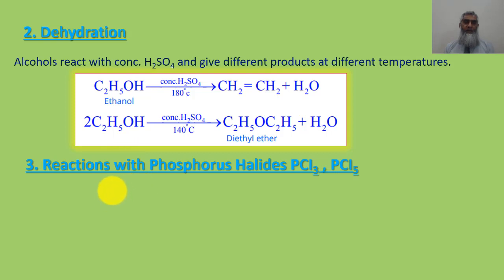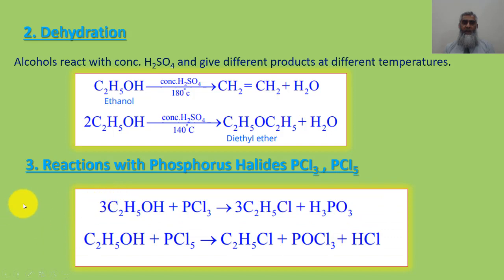The next reaction is of alcohols with phosphorus halides, PCl3 and PCl5. Alcohols on reaction with phosphorus trihalide, 3 moles of alcohol will be required. Replacing these 3 OH groups with nucleophile halogen from phosphorus trihalide, producing ethyl halide. Here we are using chlorine as a halogen, phosphorus trihalide producing ethyl chloride.